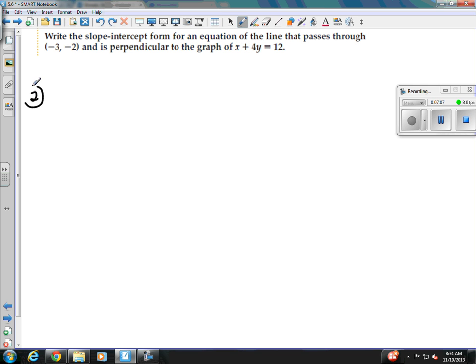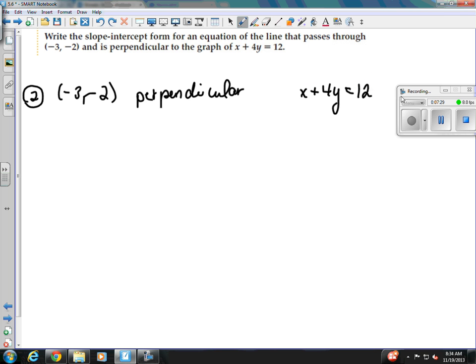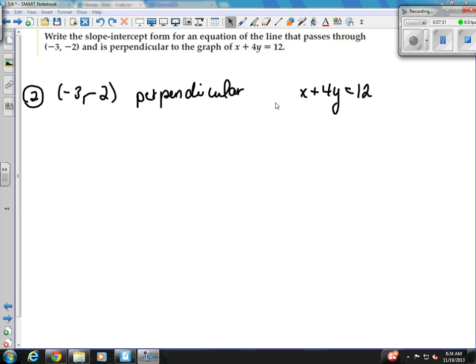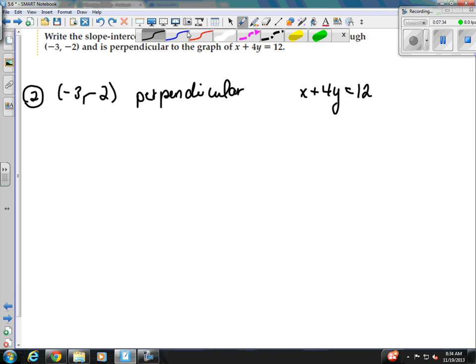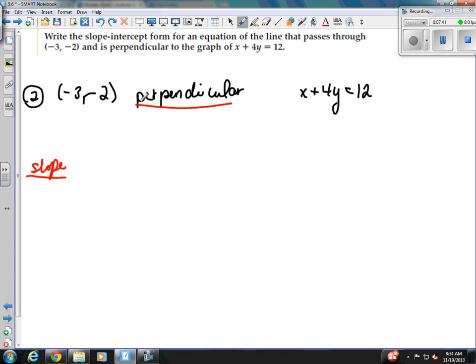It says write the slope-intercept form of an equation that passes through the point negative 3, negative 2, and is perpendicular to the graph x plus 4y equals 12. Okay, so now the very first thing we need to do is find our slope. And slopes for perpendicular lines are negative reciprocals.